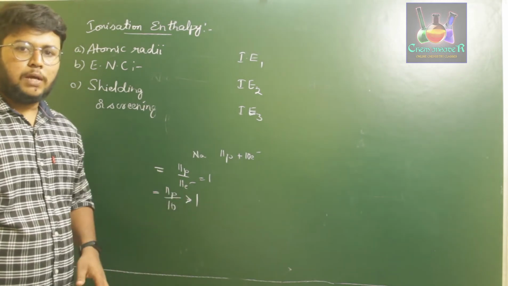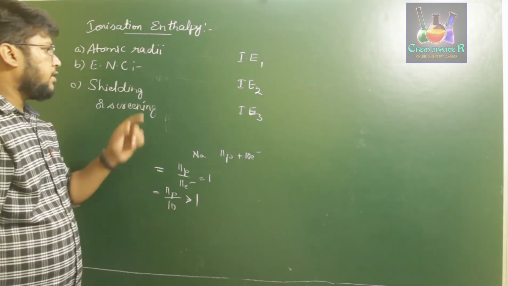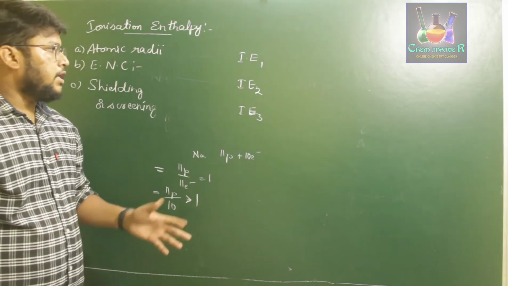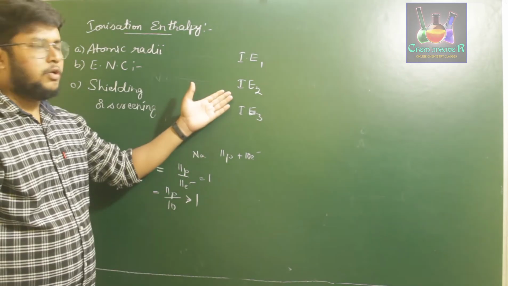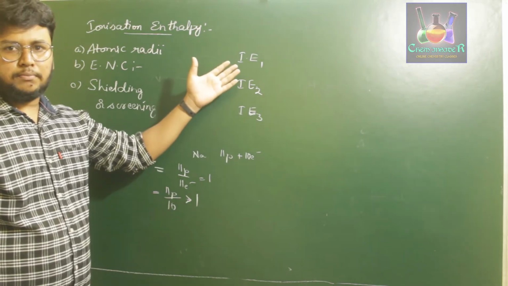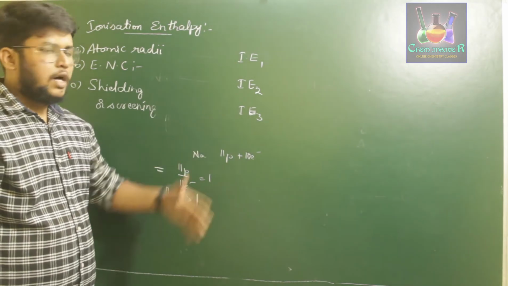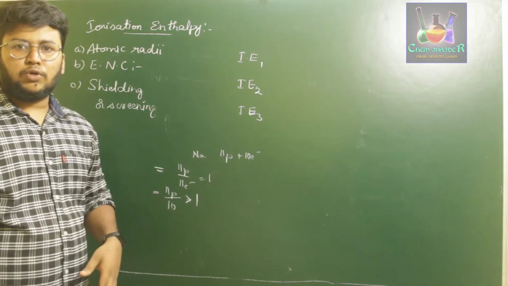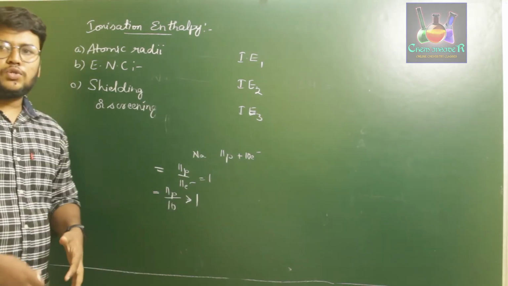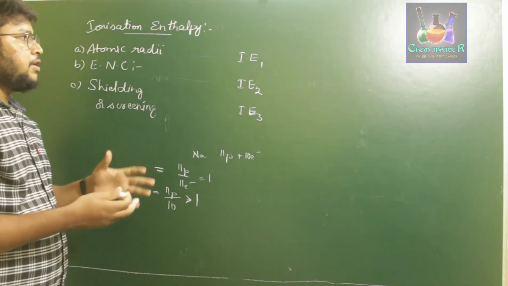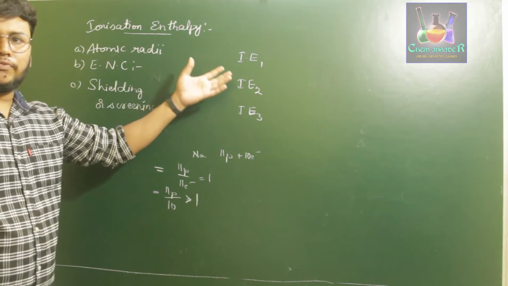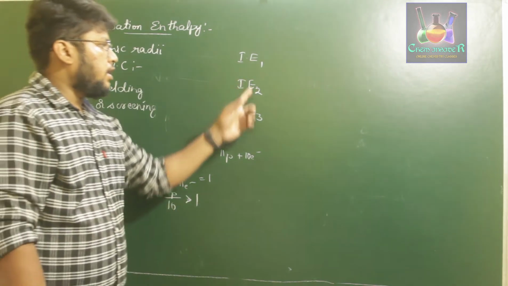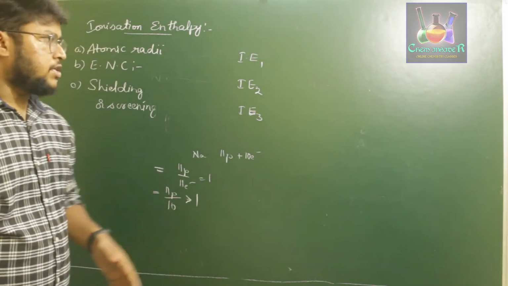Sometimes, because of these other three factors, it might vary for certain atoms or elements. In some cases IE2 will be less and IE1 will be greater. And in some cases IE3 will be greater, IE2 will be less, and IE1 will be even greater than IE3. In certain cases we observe a slight shuffling between the ionization enthalpy of the first, second and third electron. But usually they increase with increase in the ionization number.